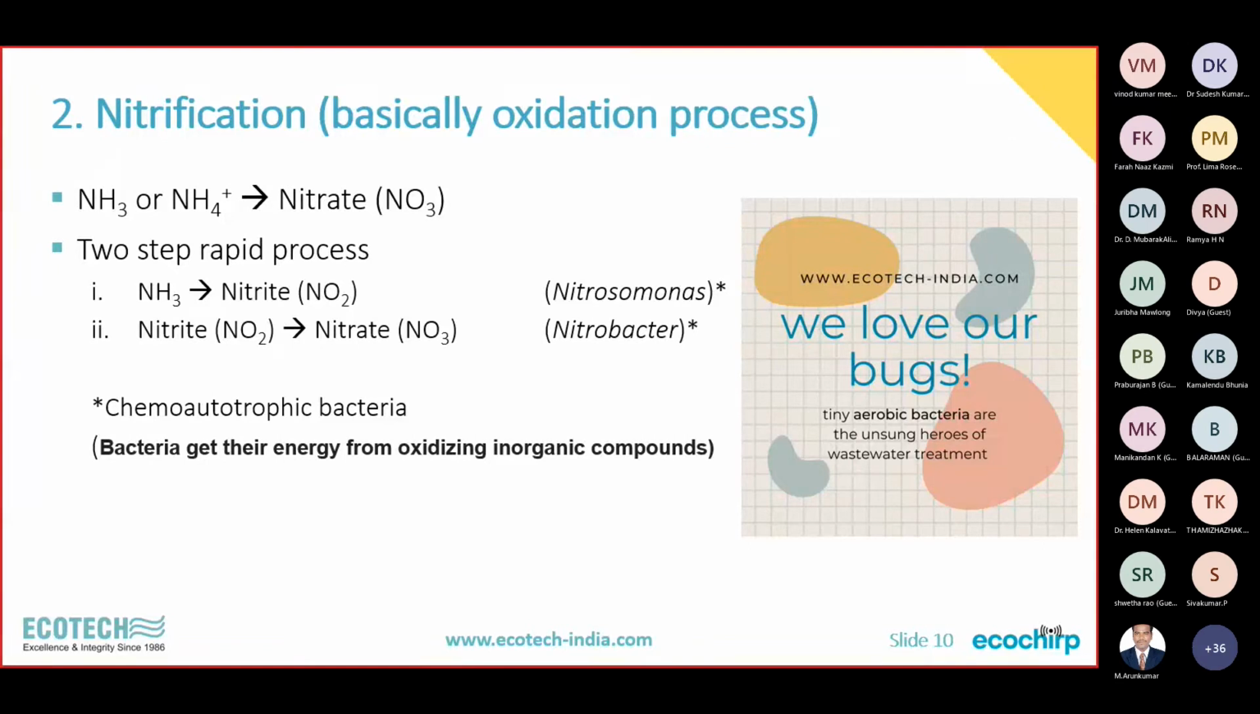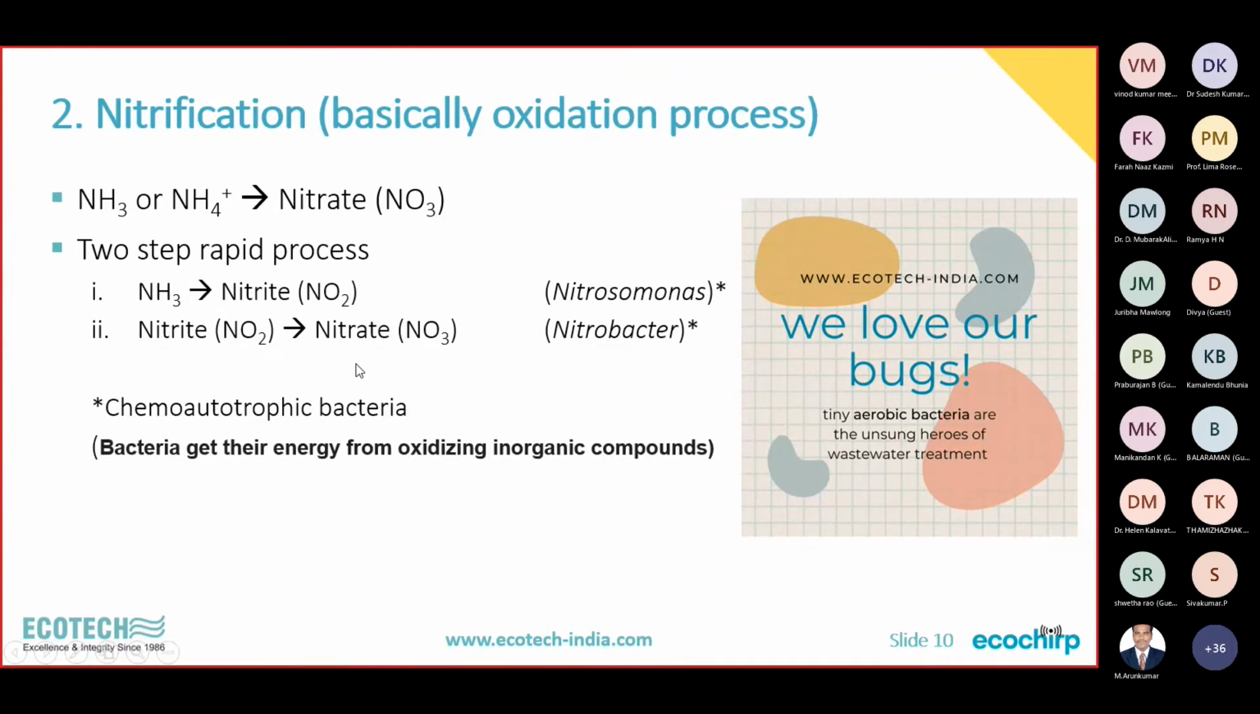Next in the nitrogen cycle is nitrification, basically an oxidation process. Ammonia gets converted to nitrate. This is a two-stage rapid process. First, ammonia gets converted to nitrite, the first oxidation intermediate. This is done by a microbe called Nitrosomonas. Next, nitrite gets converted to nitrate by another set of bacteria called Nitrobacter. The second reaction is extremely fast, and therefore you will not have too much nitrite present in the wastewater at any point of time.